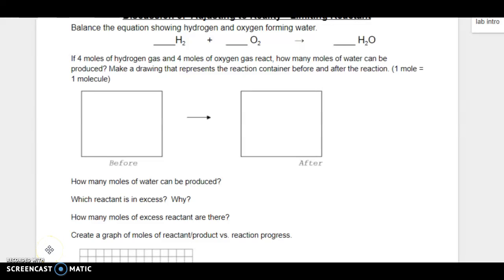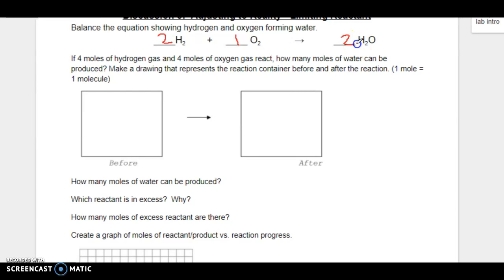Okay, this is discussion 5 on page 35 in the packet about how you find the limiting reactant and what gets used up and what's left over and all that good stuff. Okay, all right, so the first thing we're going to do is think about this a little bit. Balance the equation showing hydrogen and oxygen forming water. I'm going to balance that, and it's going to become 2, 1, 2. That's a pretty easy one.